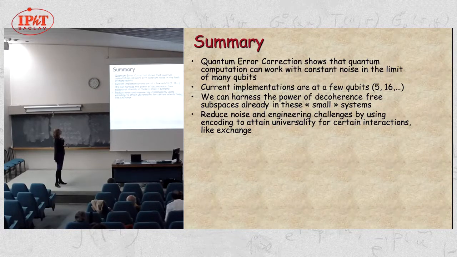However, for these small systems, in particular architectures, we can harness the power of decoherence-free subspaces. They require a modest encoding, factor 3 or something. That's okay. And lastly, we can reduce the noise and the engineering challenges by using this encoding to make certain interactions like the exchange universal. So this is again relevant already to small quantum systems and hence to the topic of today's conference.